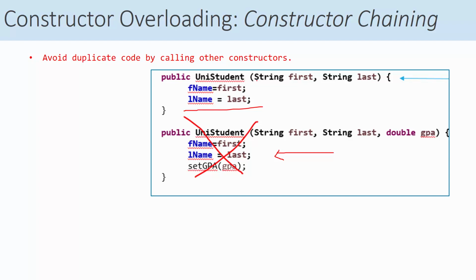So what we're going to do now, instead of repeating these 2 steps, we would call the previous constructor with the first name and last name. The previous constructor is going to set them, and we continue working after this. So this code is going to change now. Let's see how it's going to work.